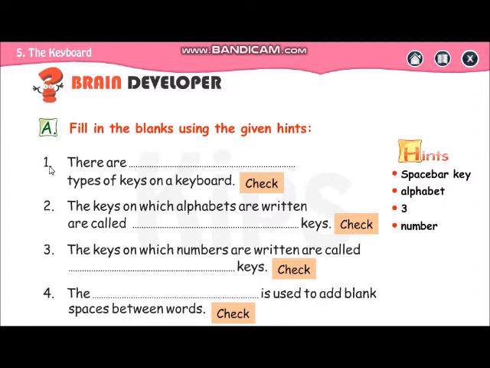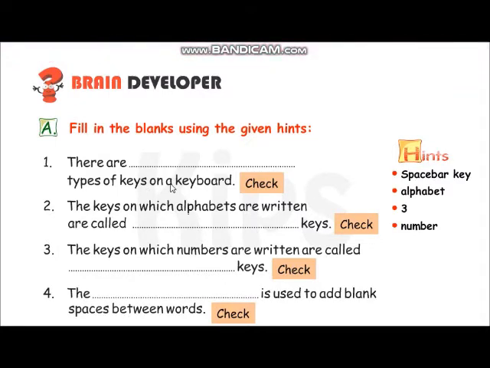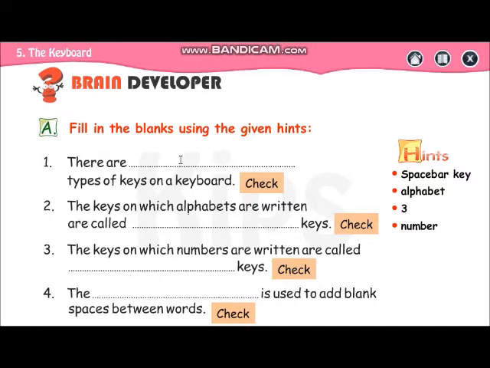So the first one is here, there are dash types of keys on the keyboard. Just revise how many keys there are. Alphabet type keys, alphabet keys, number keys and special keys. So how many types of keys are there? Very good, 3. So what you have to write? 3. The keys on which alphabet are written are called.